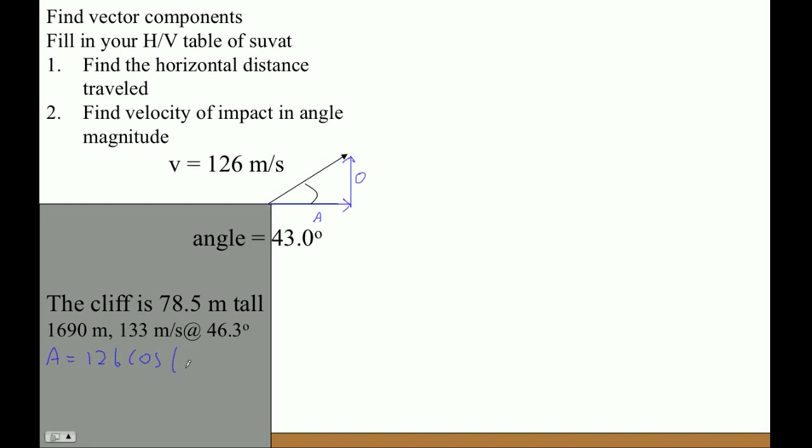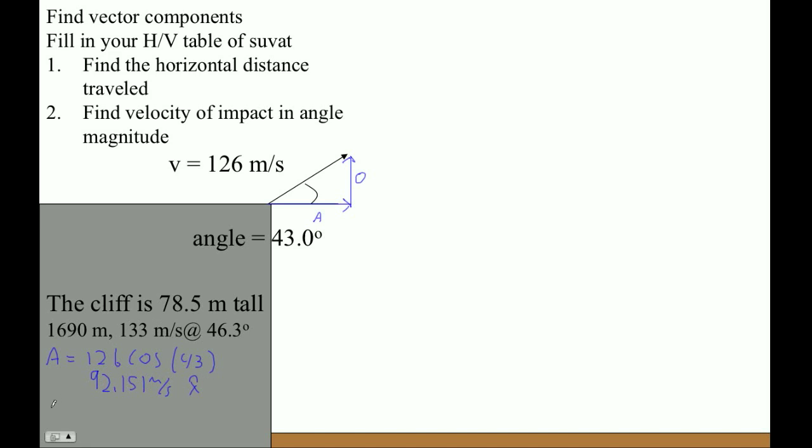Cos of 43, right? So 126 cos 43. I just made sure I was in degrees. Okay, that is 92.151 meters per second. And that's in the x direction.